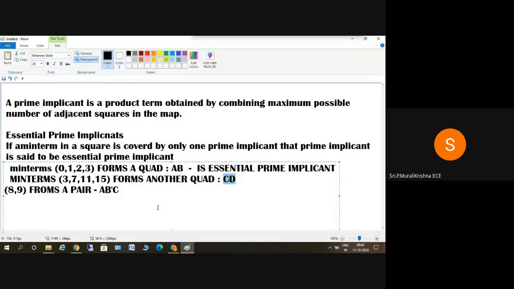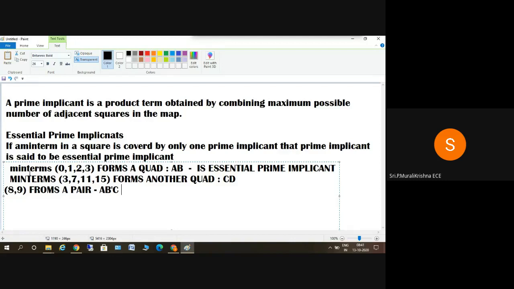Okay, so right now, know the definitions of prime implicants and essential prime implicants. A prime implicant is a product term obtained by grouping the maximum number of min terms, so that is called a prime implicant. All these product terms are called prime implicants here. And what does essential prime implicant mean? We have to check the min terms which are covered by only one prime implicant. Then that prime implicant is called the essential prime implicant.